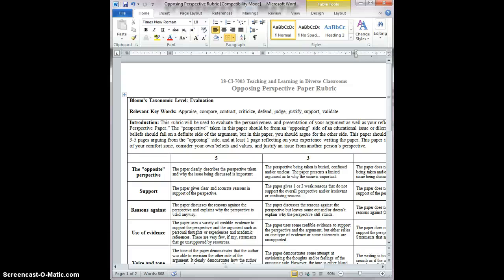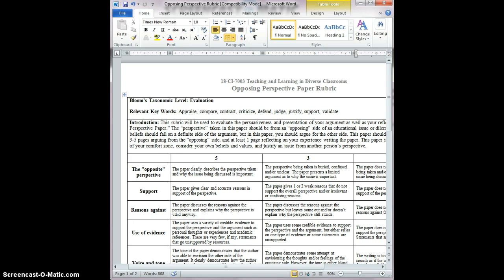In this video, I will be going through the opposing perspective paper rubric. Since this assignment has several layers or components to it, I thought it might be helpful for you to have me walk through the assignment rubric to get a better understanding.